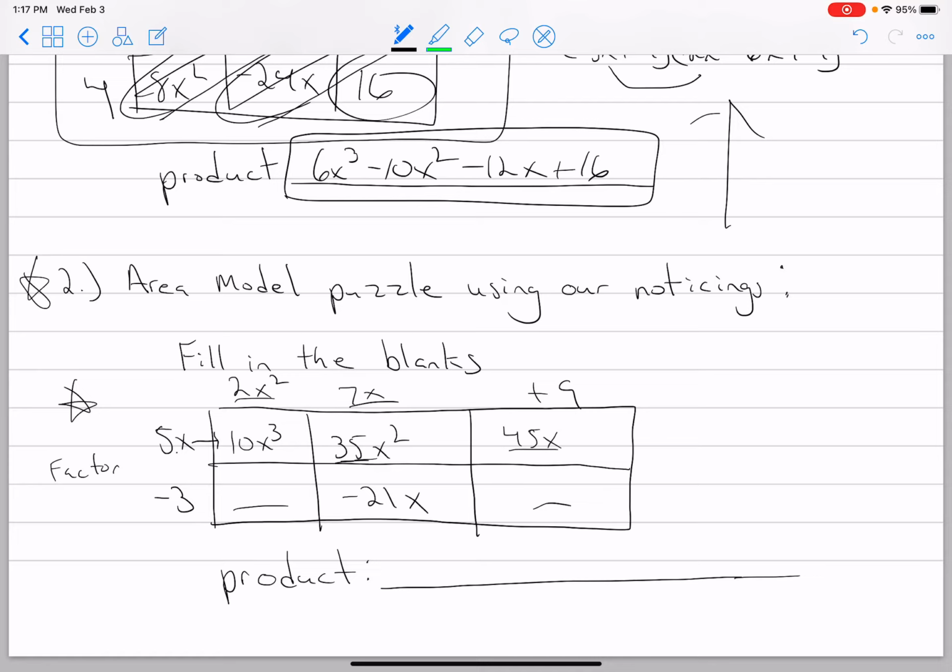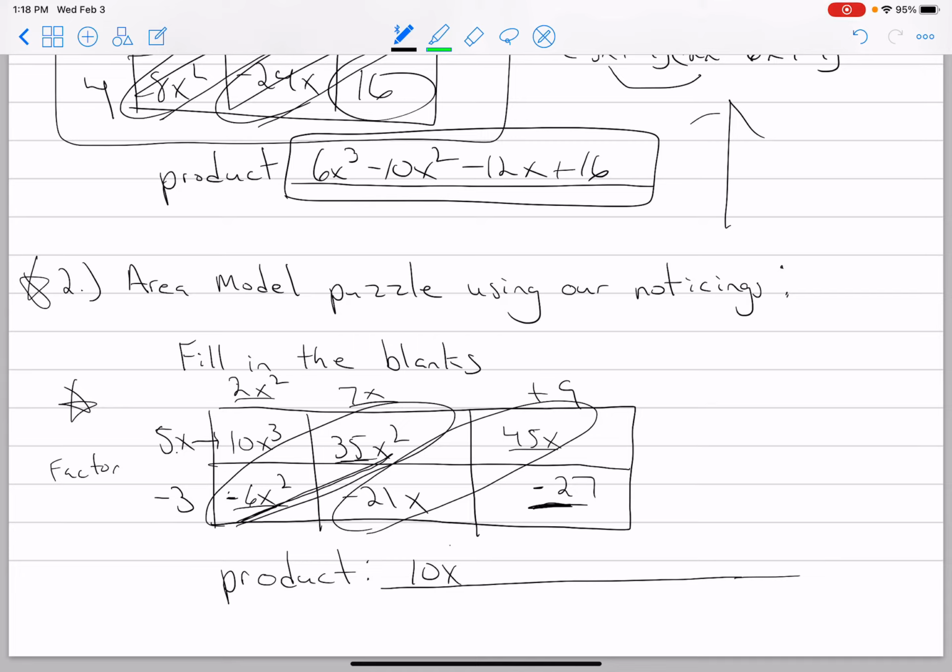Cool. Now my question is, 2 times what is going to give me this negative 3? Well, 2 times negative 3 is a negative 6x squared. And look at this, here are those like terms that we're talking about. This last one right here is what, 27? Minus 27. So my product, 10x squared, negative 6 and 35 is, what is that, 29?